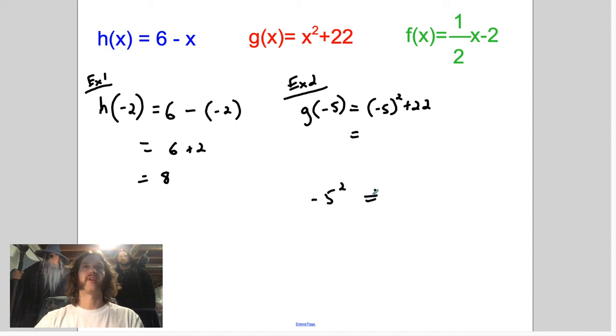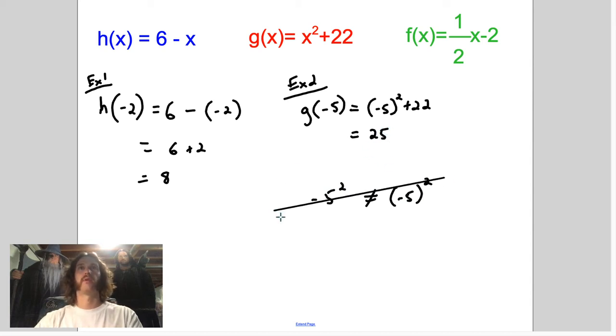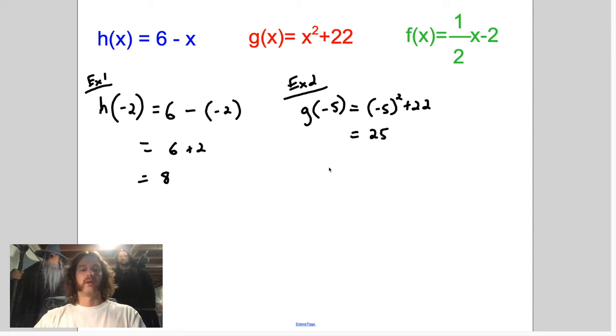These two things are not the same. So you need to make sure that when you're substituting in, you're thinking about it's this whole thing that's getting squared. So negative 5 squared, this is the opposite of 5 squared, which is negative 25. This is negative 5 times negative 5, and a negative times a negative is a positive 25, so just be careful. All right, so it's 25 plus 22, which will give us 47. Great.